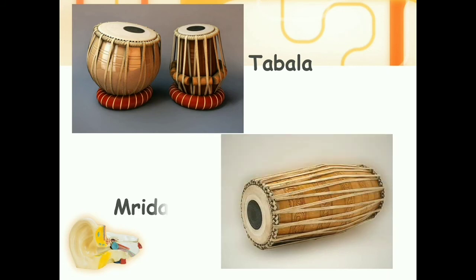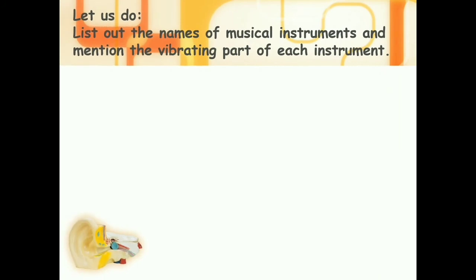Tabla, mridangam. These two are another type of instrument. They also produce sound in a similar manner. So now, from these observations, list out the names of musical instruments and mention the vibrating part of each instrument.